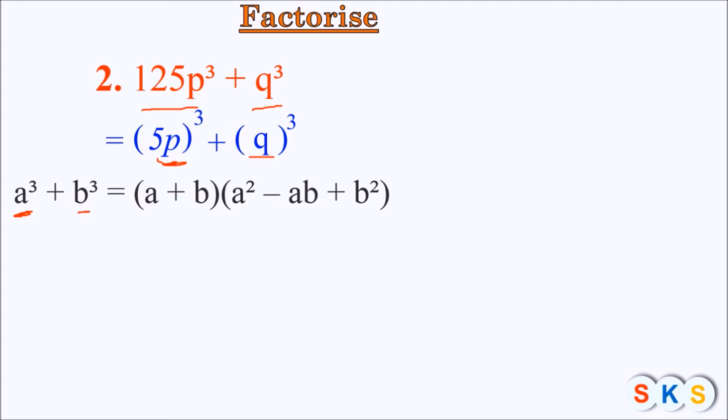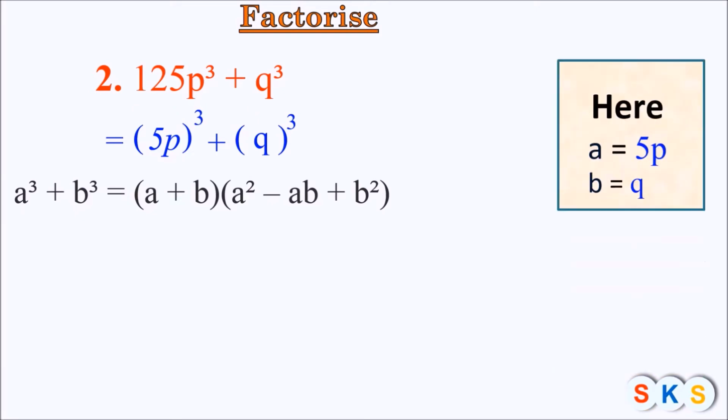Okay, so we will take b as q. So we will make a note of value of a and b. You can see that here in the box I have noted a equals to 5p and b equals to q. Now we will substitute here the value of a and b in this formula.